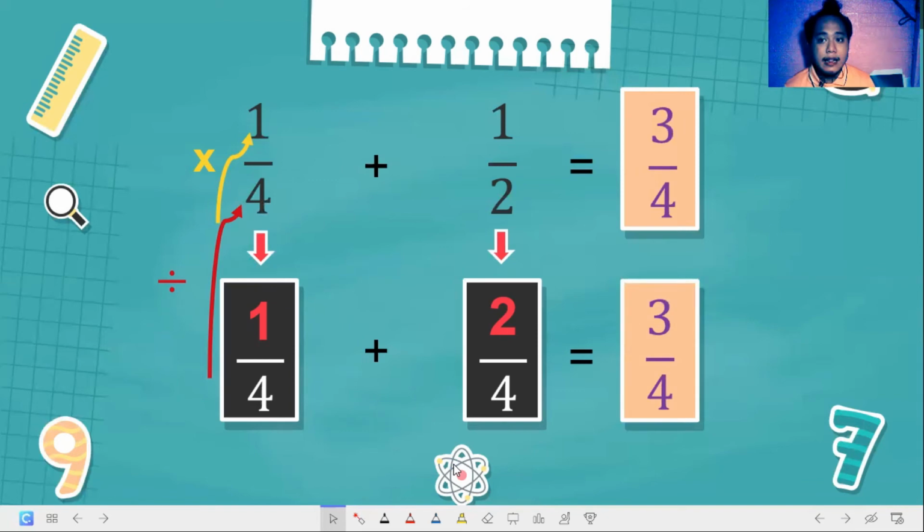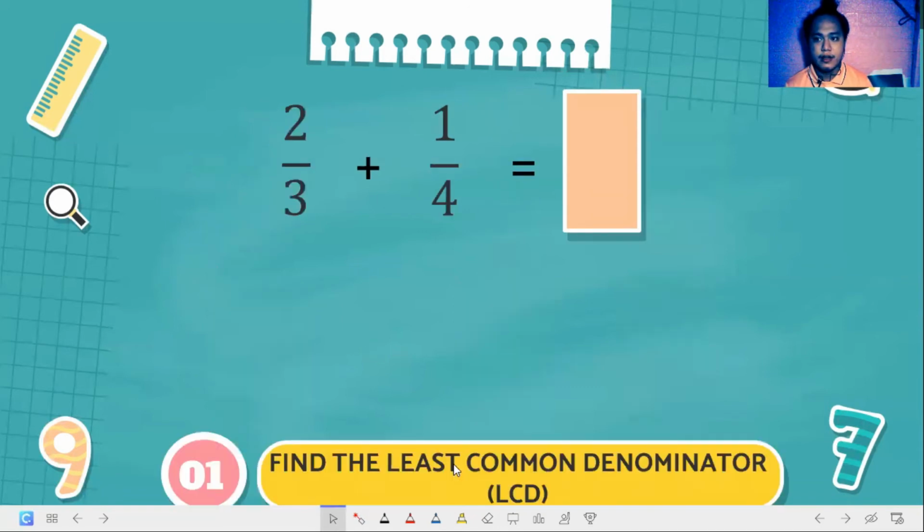All right. Now let's try another example so we can practice adding similar fractions. Let's try this one.